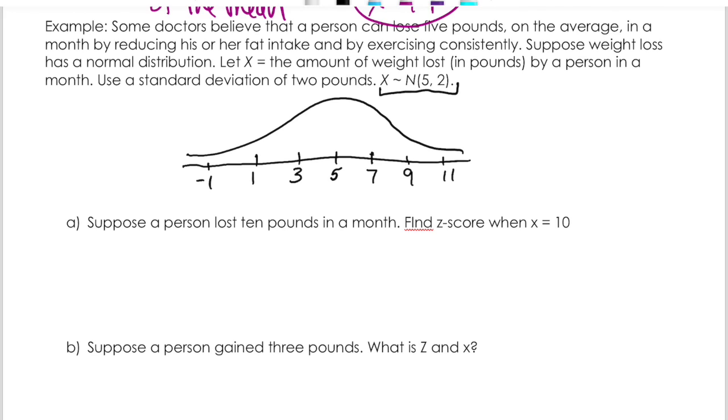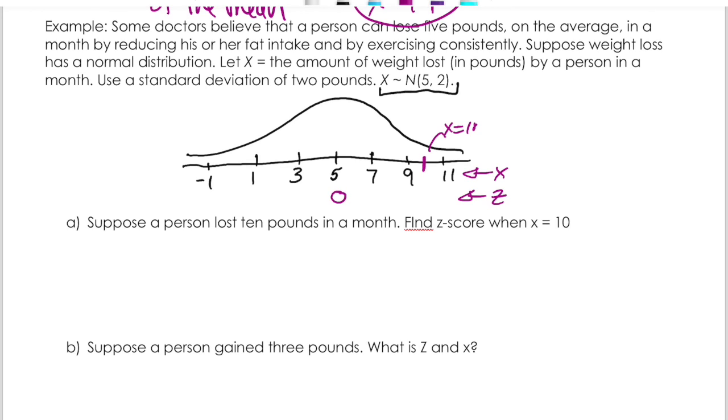Suppose a person lost 10 pounds in 1 month. We're going to find the z-score when x is 10. So if I have x is 10, that's right here somewhere. So I know that when I'm sitting on the mean, thinking about standardizing this, so here are our x's, our z's are going to be our standardized values.